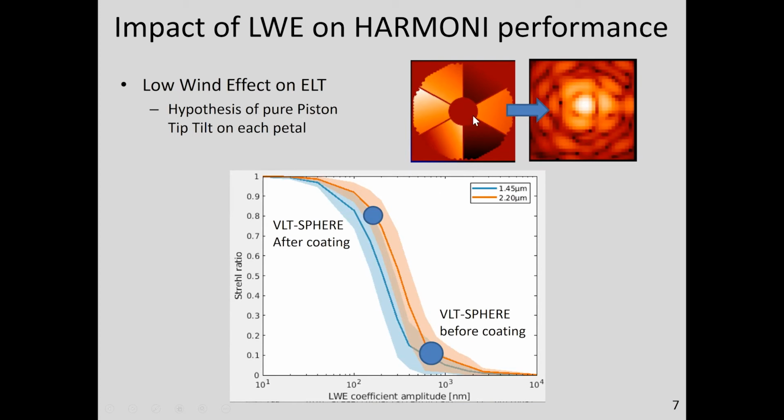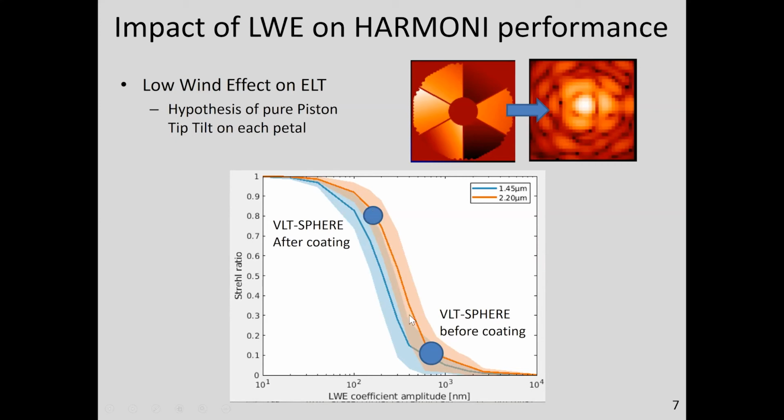So if I consider a low wind effect on the ELT, composed of piston, tip and tilt on the segments, and I look at how the Strehl is degraded, of course, it's falling very, very fast after a few tens of nanometers, 100 nanometers at H or J or K band. This is typically the amplitude of low wind effect seen on SPHERE on the VLT before recoating the spider. After recoating the spider, the effect was decreased and the performance was increased again.